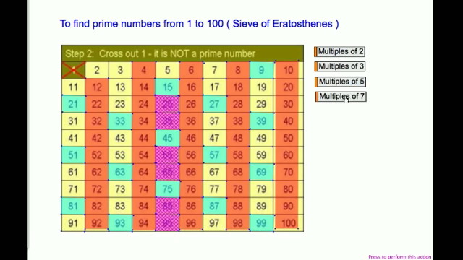And finally, we look at the prime number 7 and cross out all the multiples of 7. What we have left are all the prime numbers, which are in the yellow squares. There are altogether 25 prime numbers from 1 to 100.